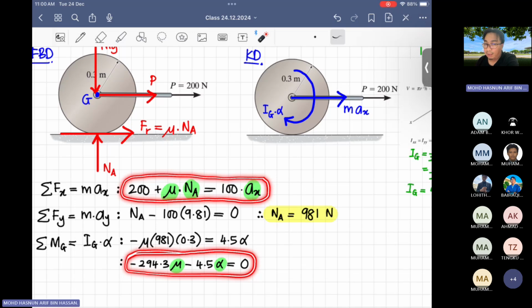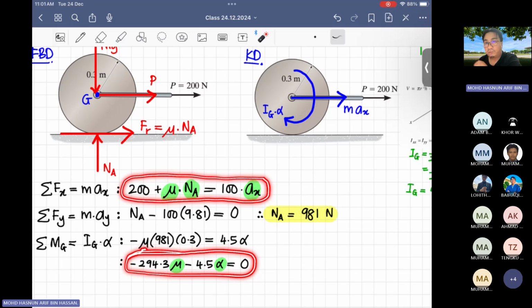Wait, how many unknowns do you see? 3. Oh. Okay. 3 or 4? 4. Are you sure 4? We have mu. NA we already have. NA is 981. Okay. So we have mu unknown, we have AX unknown, we have alpha unknown. So we have 3 unknowns. How many equations do you see there? Only 2 equations, right? There are only 2 equations.